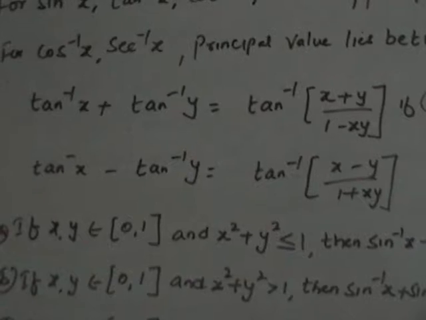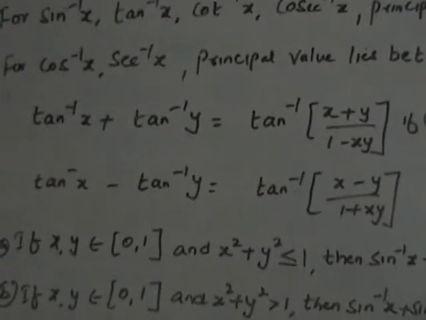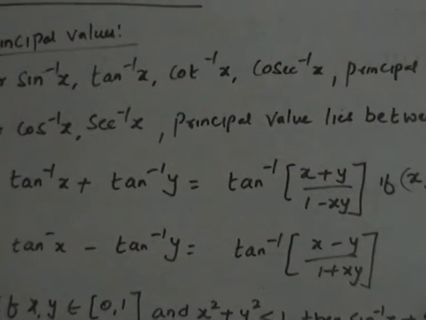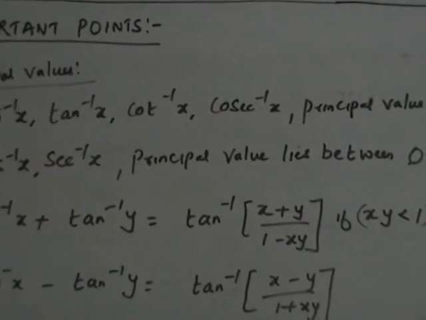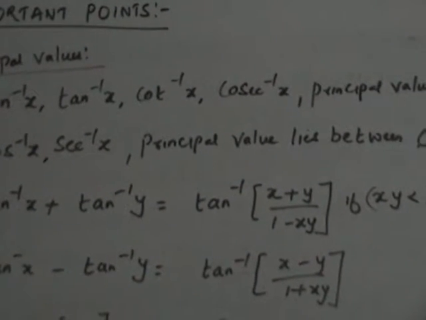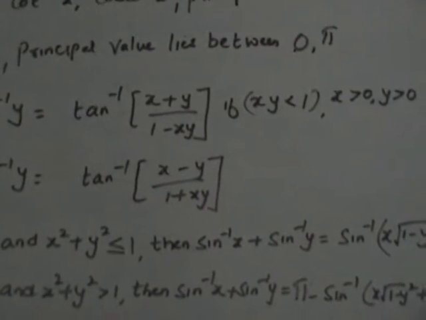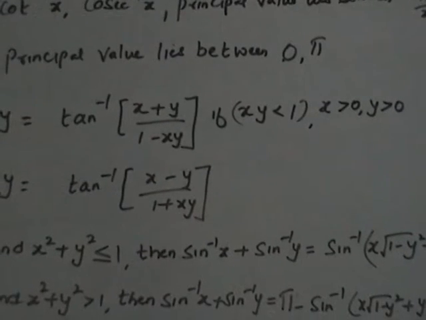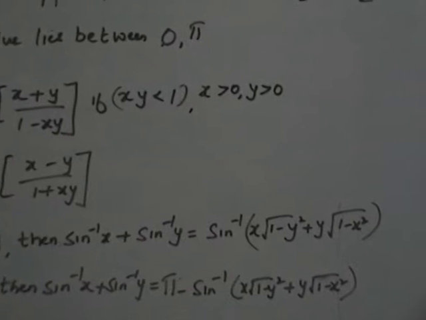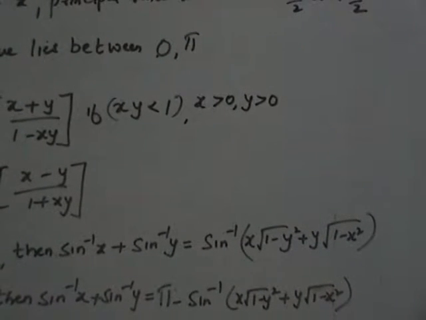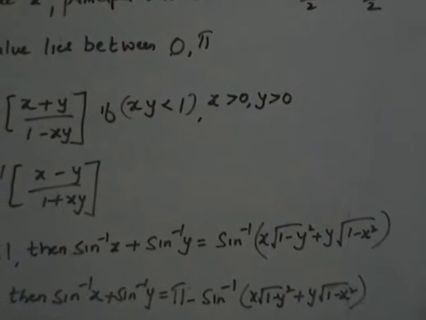If x and y belong to 0 and 1 and x square plus y square is less than or equal to 1, then sin inverse x plus sin inverse y is equal to sin inverse of x into root over 1 minus y square plus y into root over 1 minus x square.